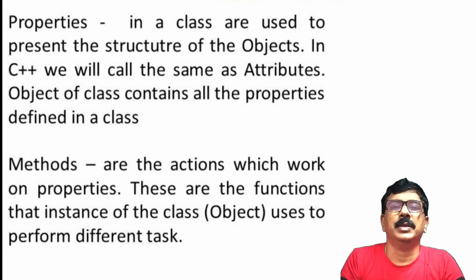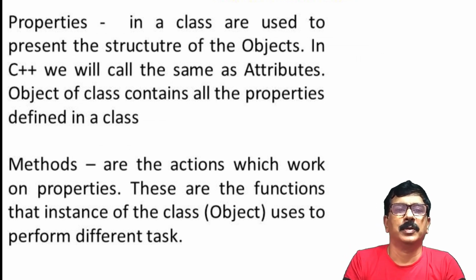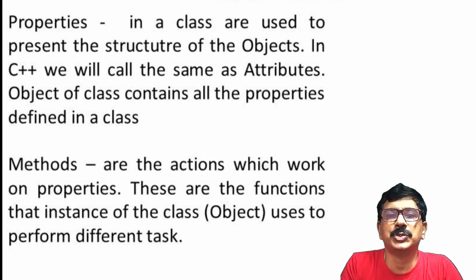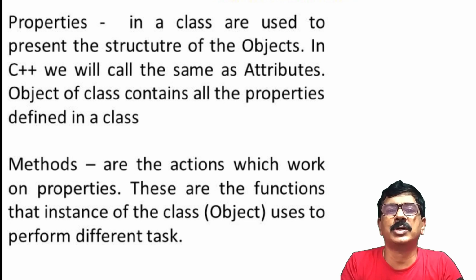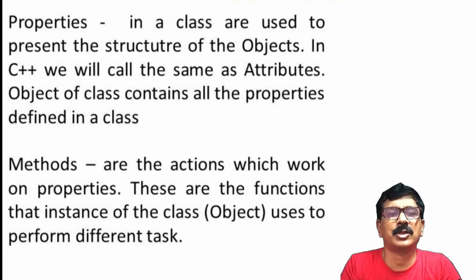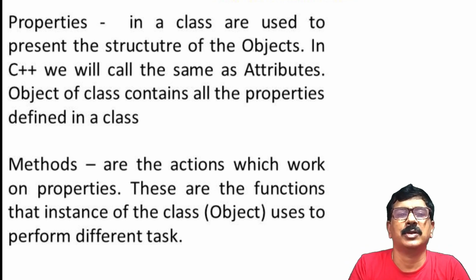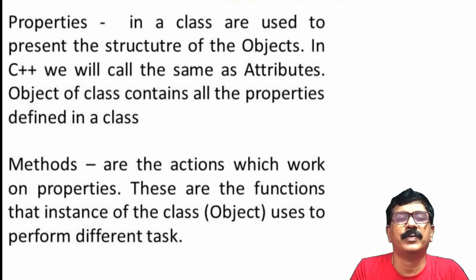Next, we will see properties and methods. Properties in a class are used to represent the structure of the objects. In C++, we call the same as attributes. An object of a class contains all the properties defined in the class. Methods are the actions which work on properties. These are the functions that an instance of the class object uses to perform different tasks.